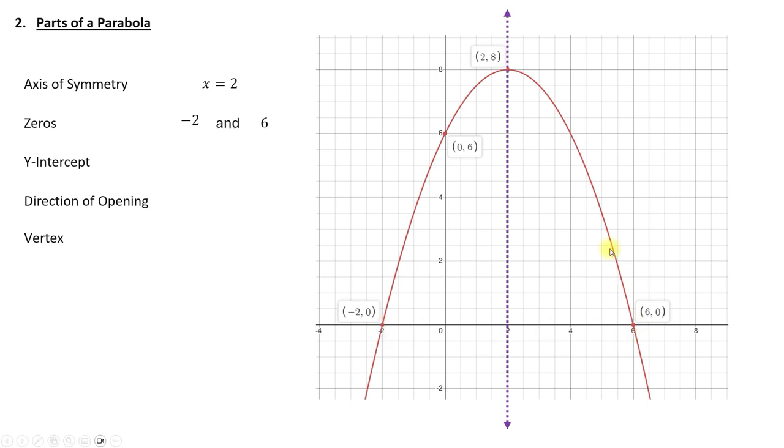Our y-intercept is 6. There we are right there, passing right through the y-axis. Our direction of opening is down, and our vertex is 2, 8.